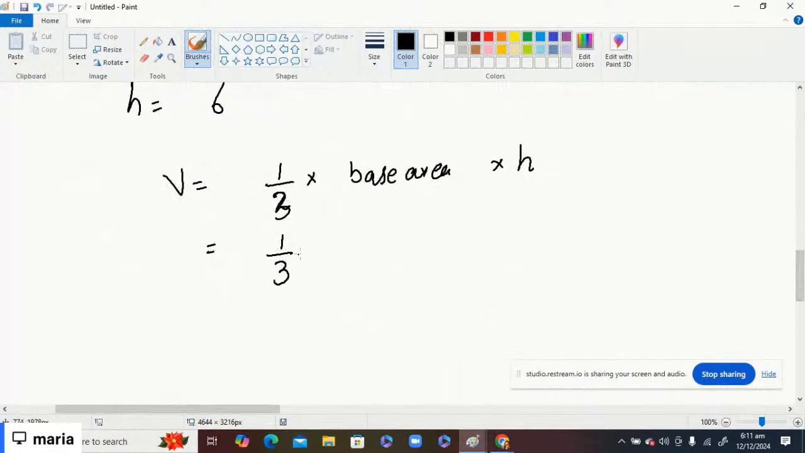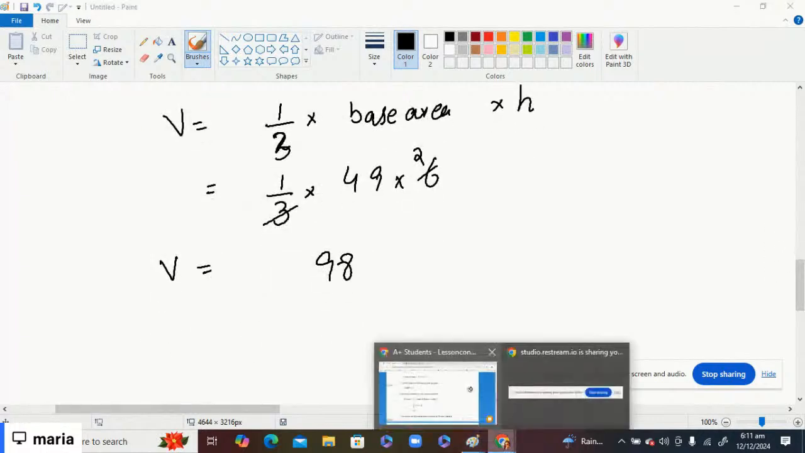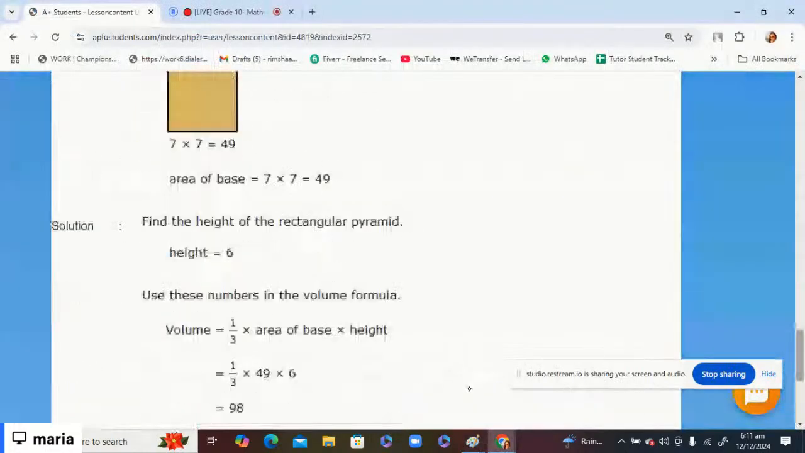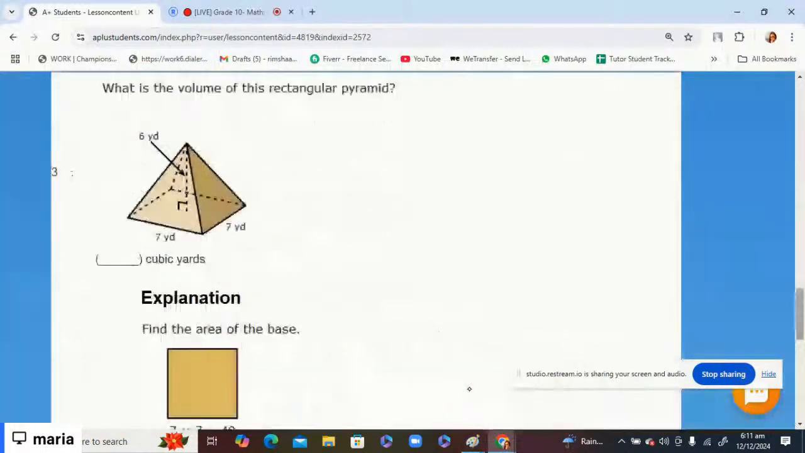So 1 by 3 times 49 times 6. 3 times 2 is 6. That is your answer. This is 98. And the volume we mentioned, this is 98. That's it. Okay.